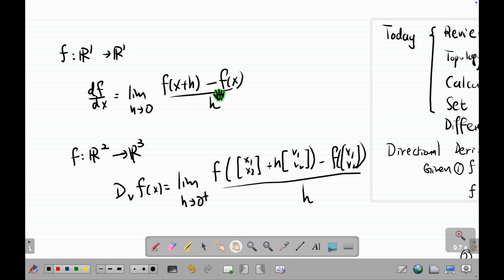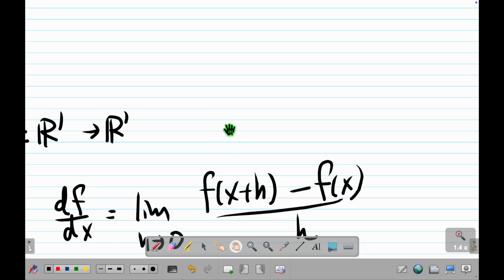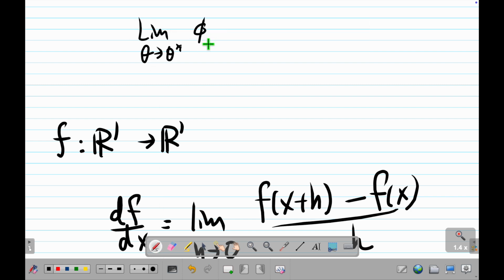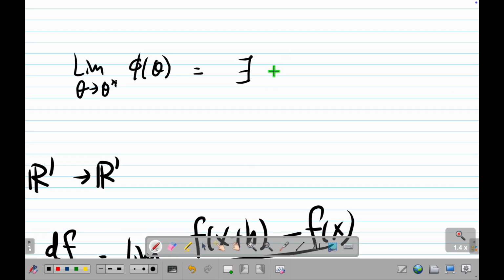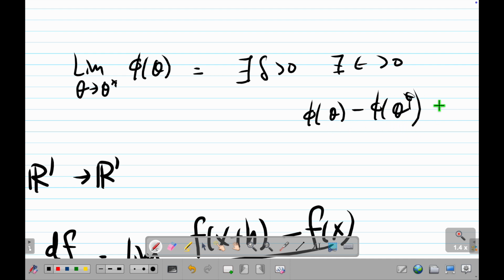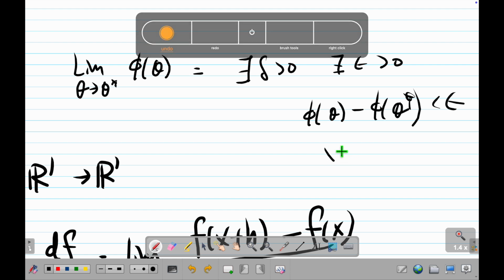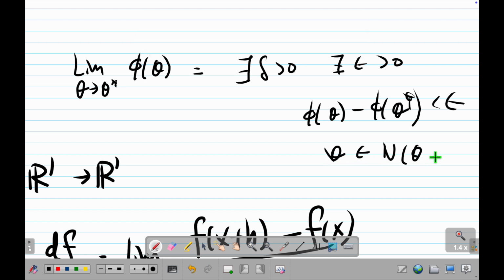We also need to talk about whether this limit exists. Okay, just revision; again, we don't go too deep. So the limit of something exists means what? For all epsilon larger than 0, there exists a delta, I forgot the detail, but you know what I mean, right? Such that the distance between phi(theta) and phi(theta star) is smaller than epsilon for all theta within the delta neighborhood of theta star. There's a definition. We don't need to worry about it too much here, but just so you know, it will be useful.